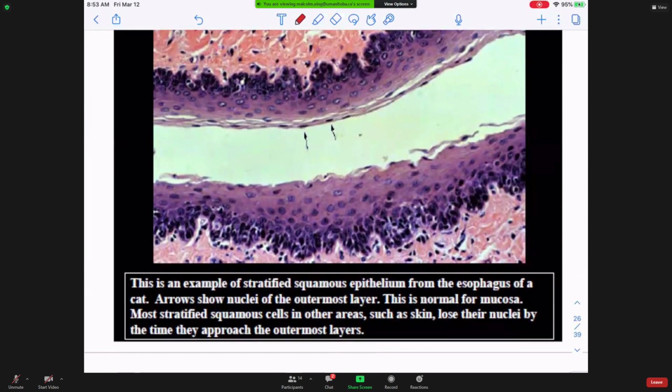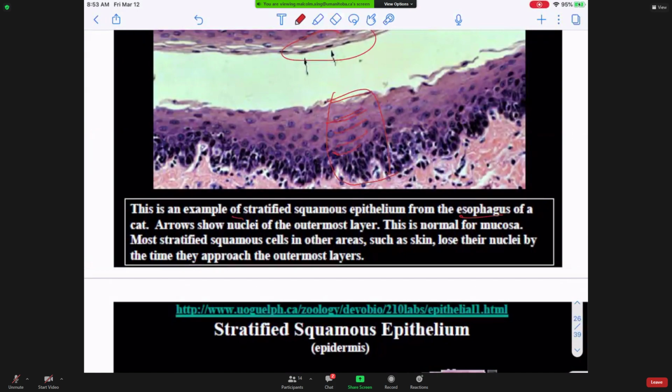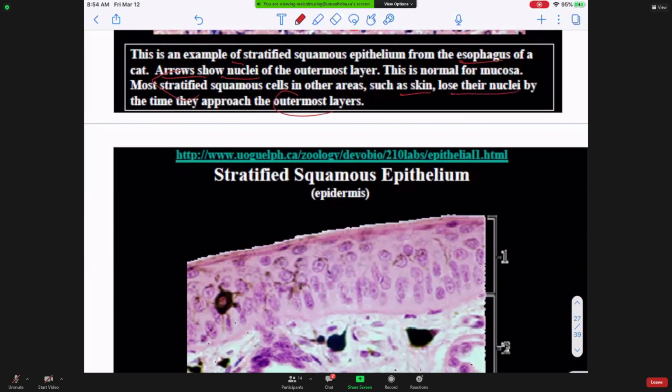So here is an example of this one, from the esophagus of the cat, and the arrow shows the nucleus. That's the nuclear structure, the nuclei of the outermost layer. This is normal for mucosa, and in most stratified squamous cells in other areas, like skin, the outermost layer loses its nuclei, meaning they're dead cells, right?